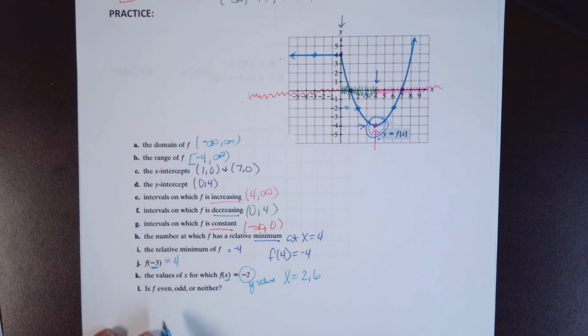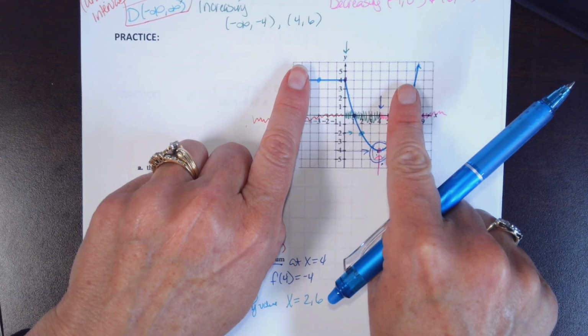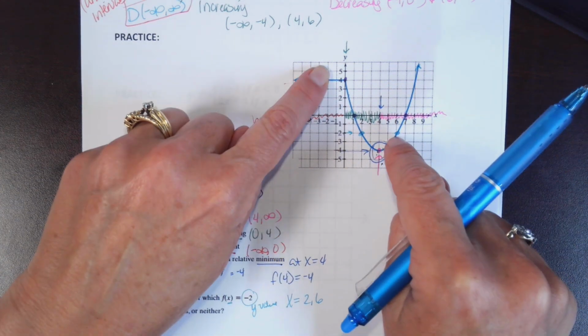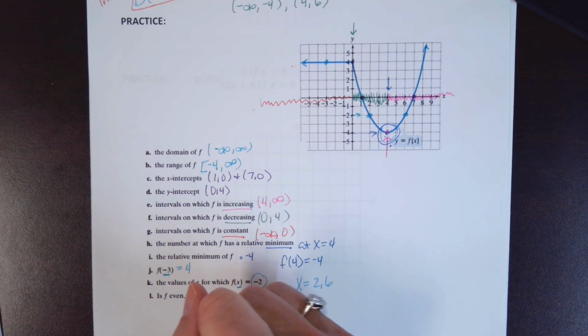And then I have a symmetry question. Is my function even, odd, or neither? Am I symmetric about the y-axis? Am I symmetric about the origin? Or neither one of those? Well, I can't fold it on the y-axis and have the sides match. It doesn't have a twist in the middle, so it's not symmetric about the origin, which means I have neither type of symmetry.